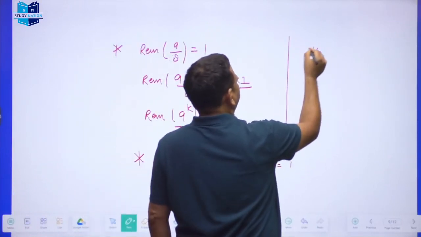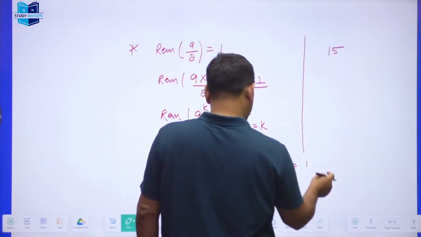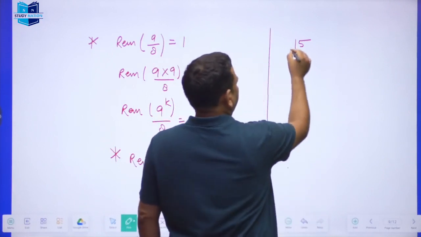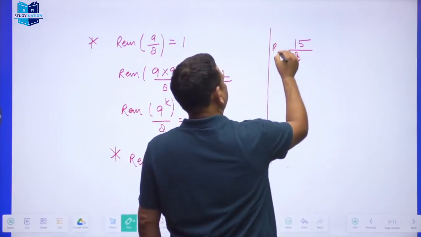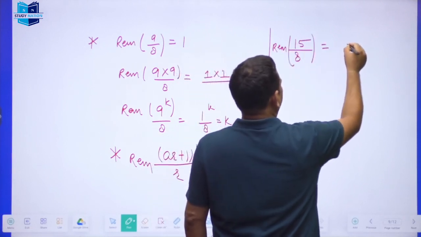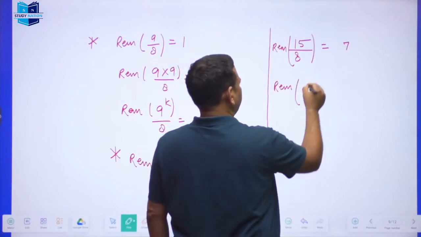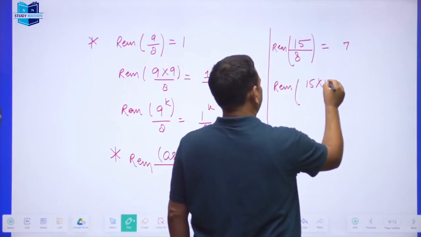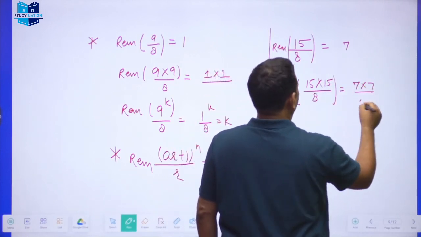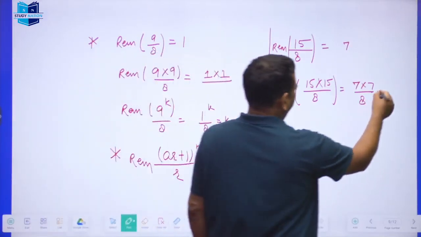Suppose we are saying 15 divided by 8. So what are we going to get? It would be 7. Now again we are doing 7 into 7 divided by 8. Okay, so that would be what? 7, 7, 49. So answer would be 1.